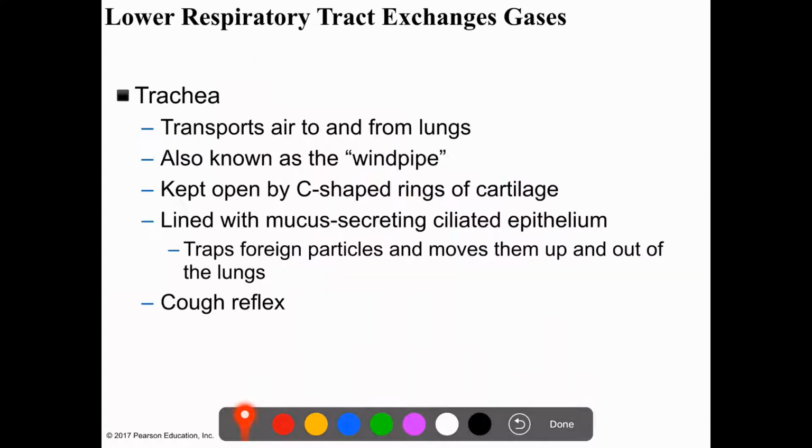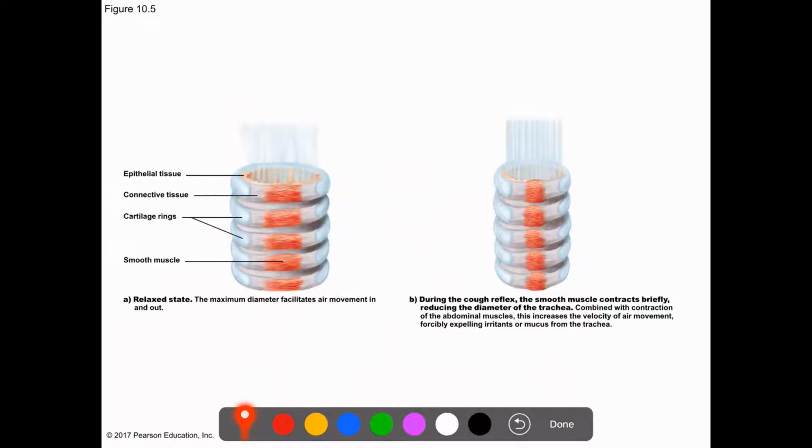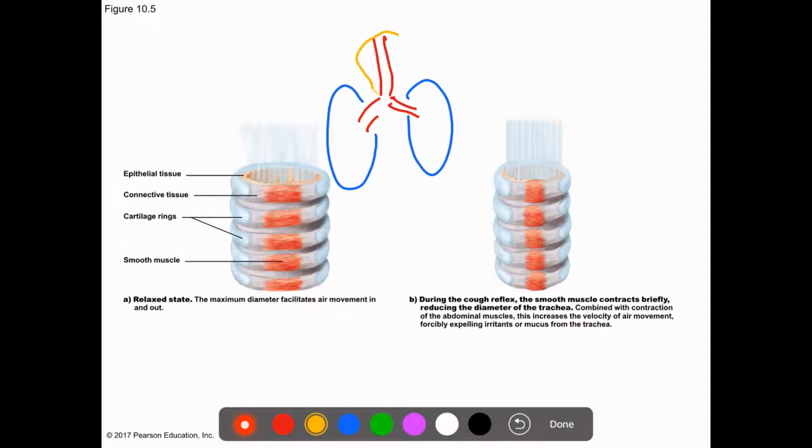For the trachea, this is another organ of the lower respiratory system, and it serves as a windpipe that transports air to and from the lungs. This is how it will appear: trachea. Okay, and these are the lungs. Very simple drawing. So the trachea is this part, transporting air to and from the lungs.